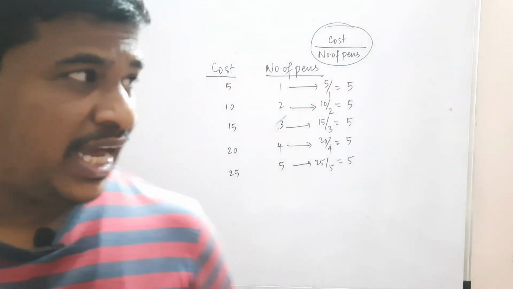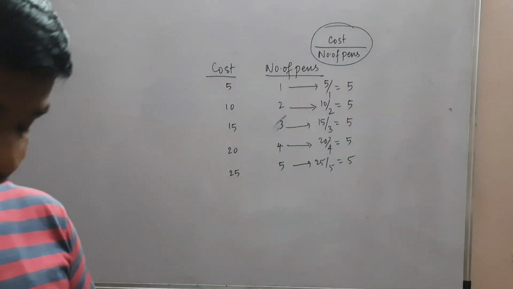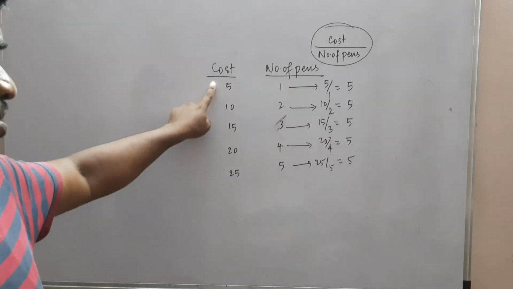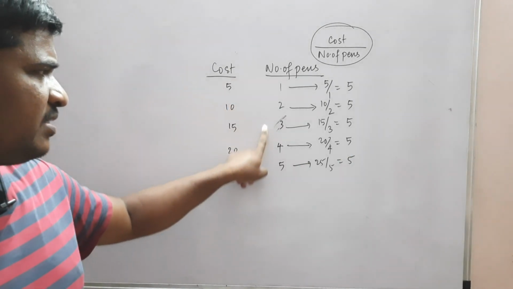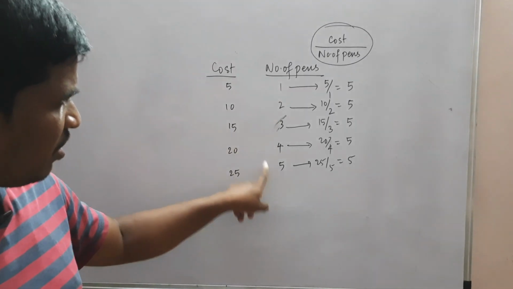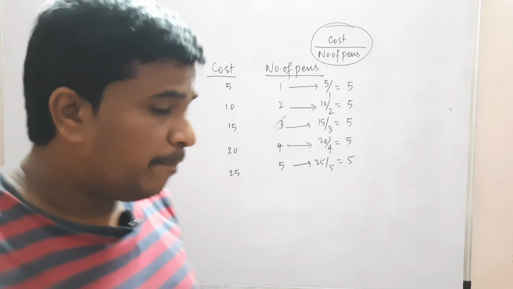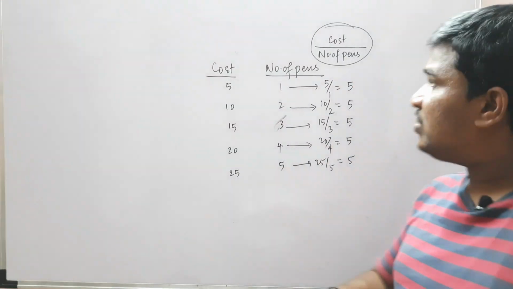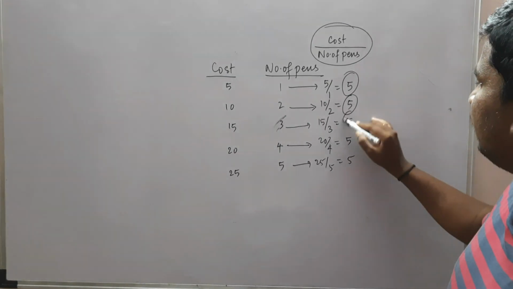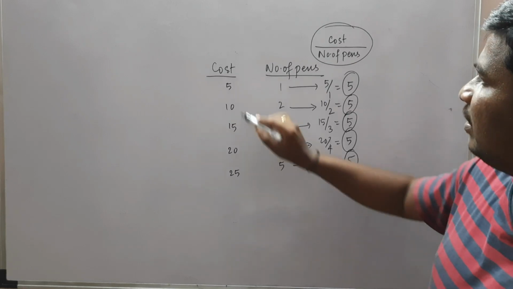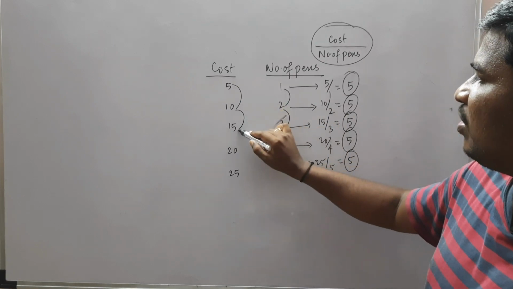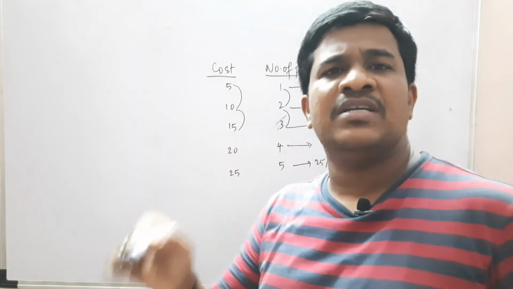So in each and every case, please observe, is the cost constant? The cost is changing. Of course the cost is increasing. Is the number of pens constant? The number of pens is increasing. So as the number of pens is increasing, the cost is also increasing in this particular example. But each time I consider the ratio of cost to number of pens, it is always found to be 5. There is a change in cost, there is a change in number of pens. But the ratio of cost to number of pens is always constant.